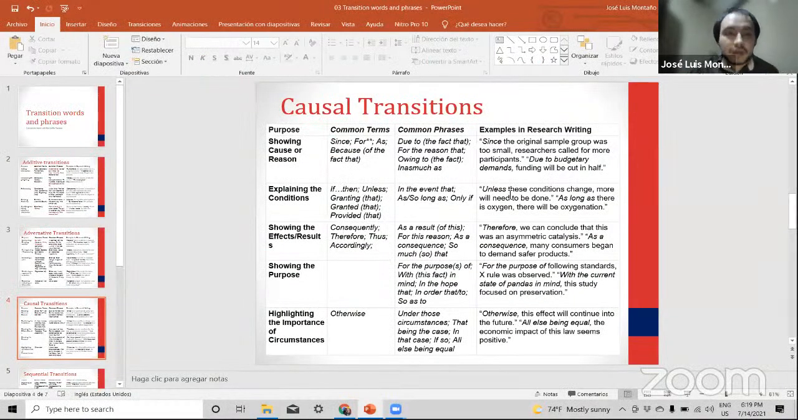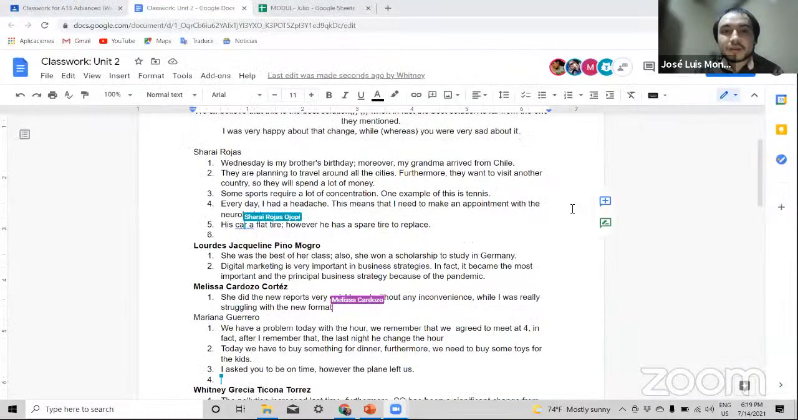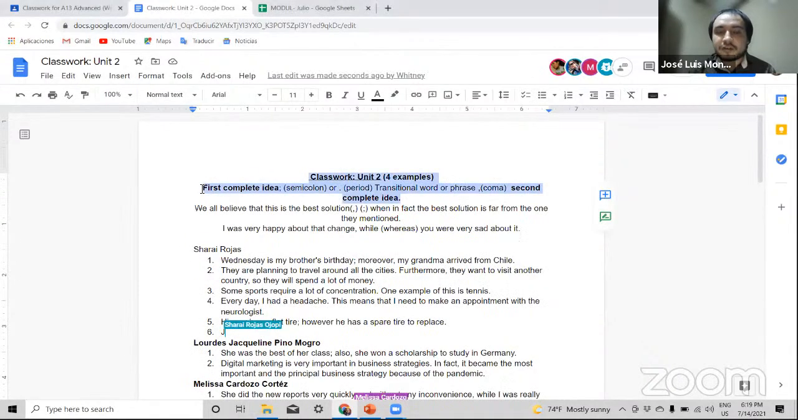All right, so I'm going to see how you're doing. We're going to check some of your examples. Remember that if we use the words that are not in color, right, we have to use this formula over here, right? And please, let's try to use all the punctuation rules we have. First, semicolon or period, the transition word or phrase, then comma, right? After, for example, any of those words, we use a comma, the ones that are in black, comma, and the second complete idea.